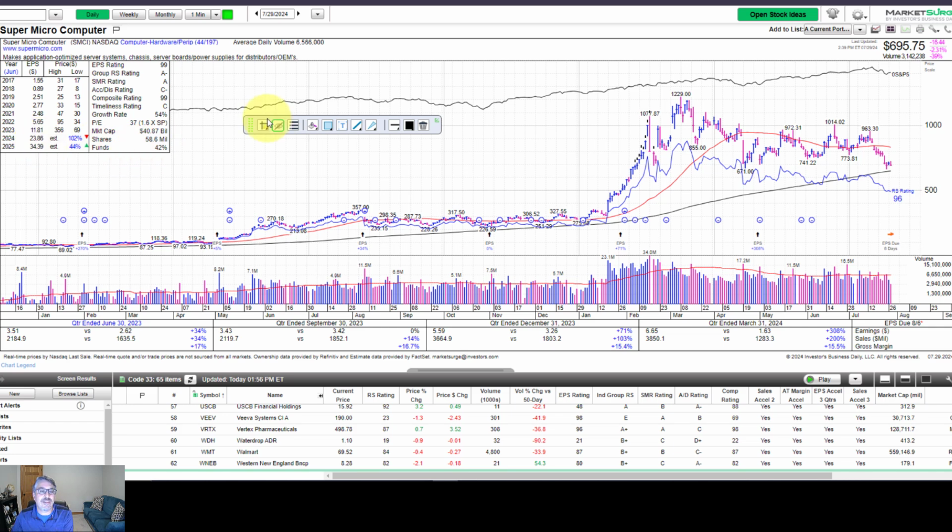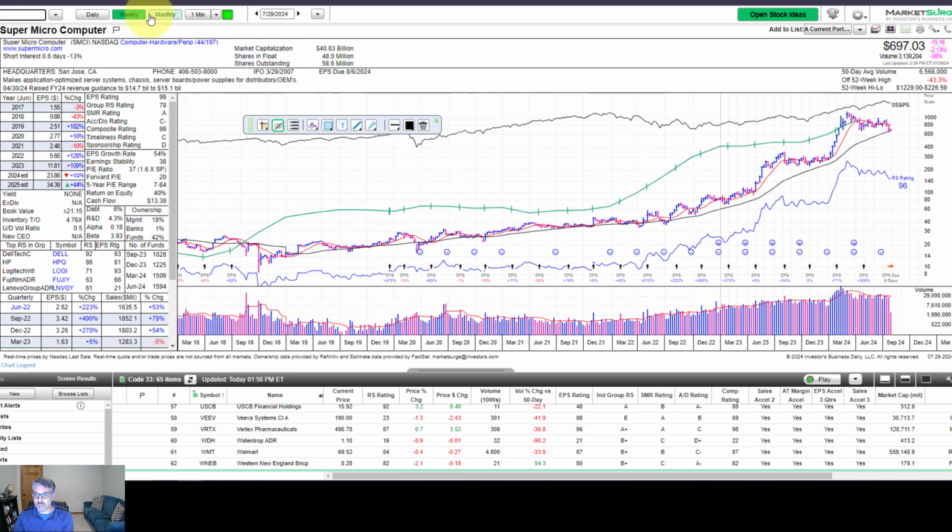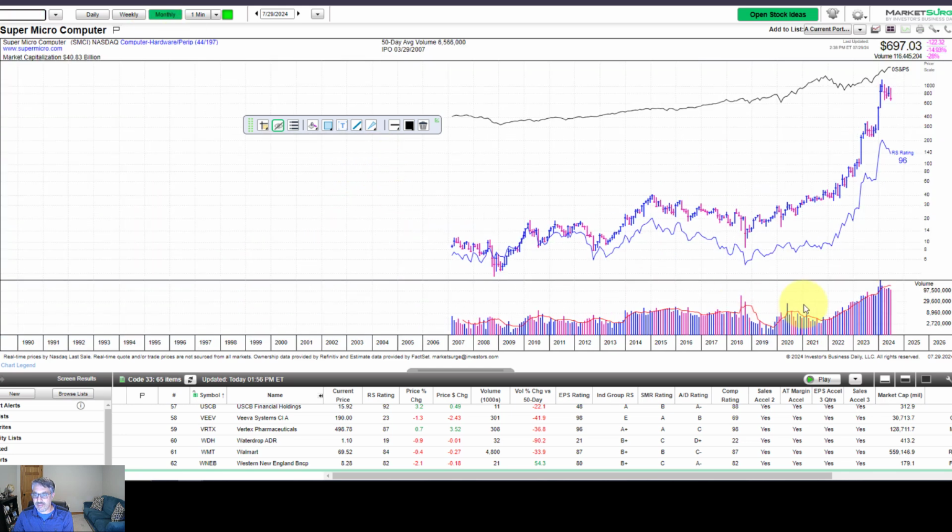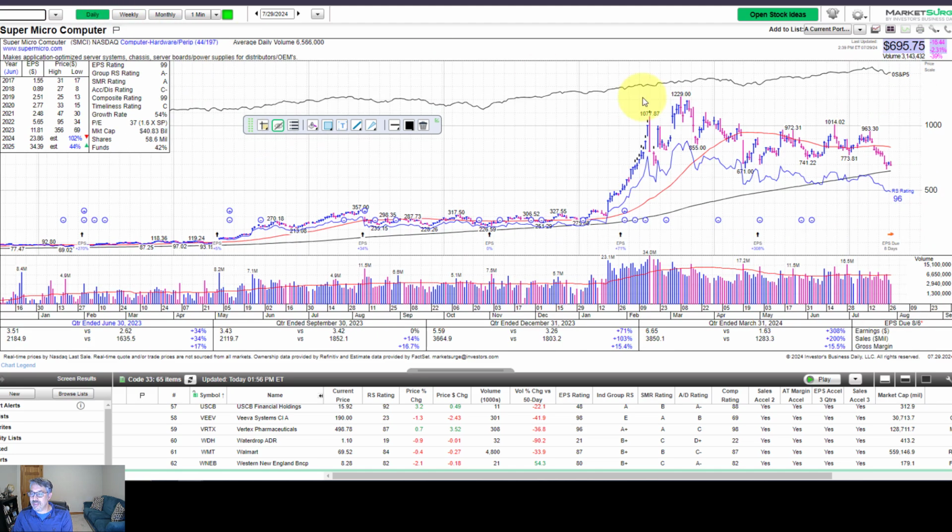That is really, really unusually strong earnings growth, and that's what caused, what are we looking at from 2021 to 24? When we go back to the monthly here, that's what caused the spectacular growth from 2021, $30 a share, up to $1,000 a share in 2024. Incidentally, this is not a buy right now, in my opinion.